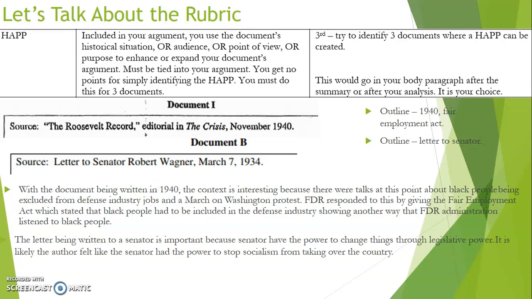The letter being written to a senator is important because senators have the power to change things through legislative power. It is likely that the author felt the senator had the power to stop socialism from taking over the country. Again, I'm not just saying that this is a letter from a senator, I'm expanding upon that.